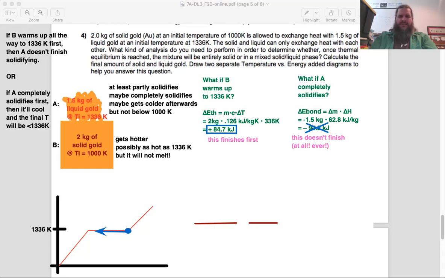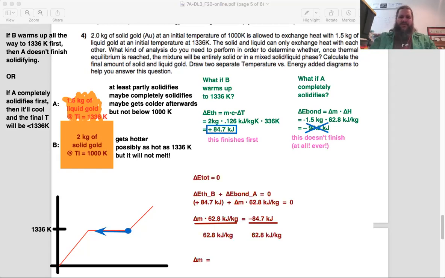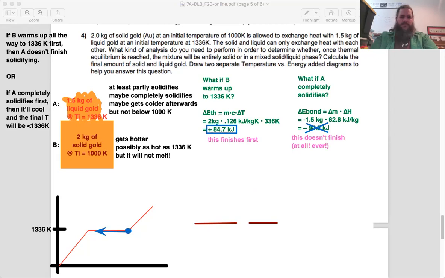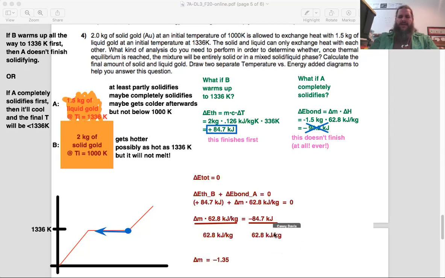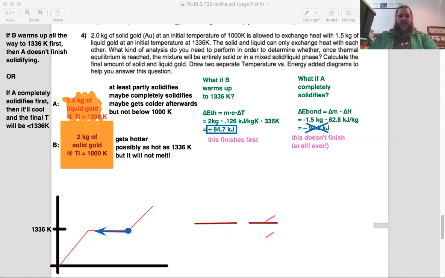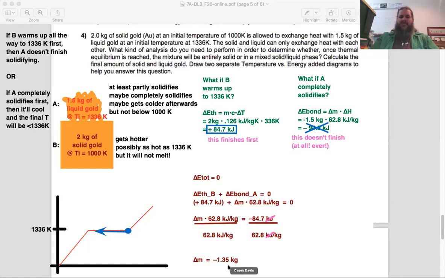And we get delta M equals negative 84.7 divided by 62.8, and it's about negative 1.35. Also, what would the units be here? Yeah, because the kilojoules and kilojoules cancel out, we're left with 1 over kilograms. So they take the reciprocal and we just get kilograms. So that means delta M is negative 1.35 kilograms.